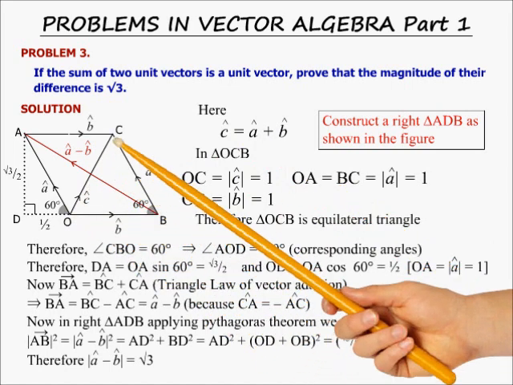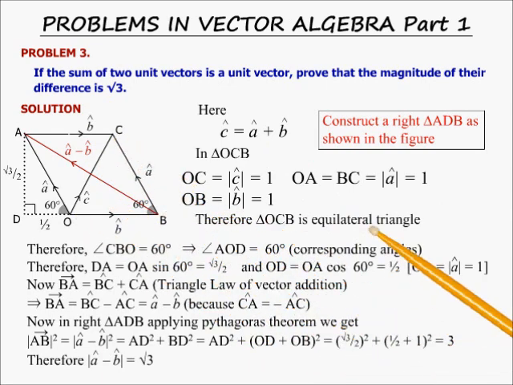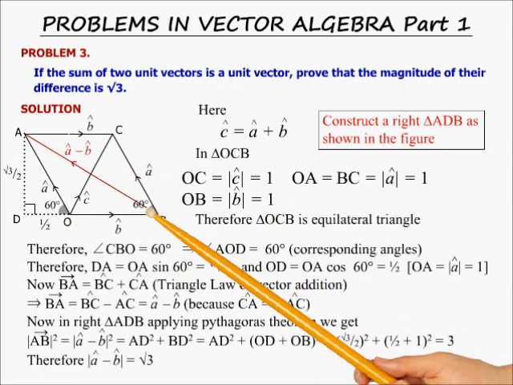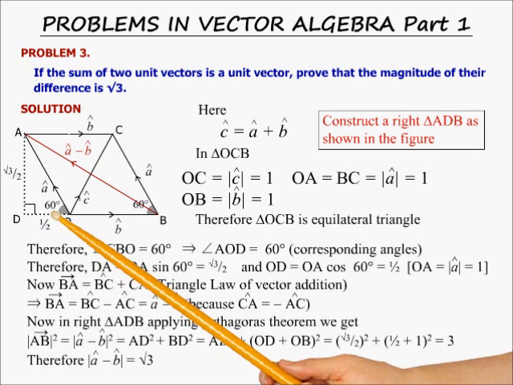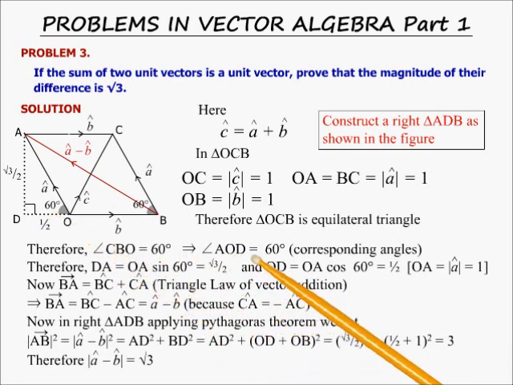For OC to be a unit vector, triangle OCB should be an equilateral triangle. Therefore, angle CBO is 60 degrees. This implies that angle AOD is also 60 degrees, because CBO and AOD are corresponding angles.